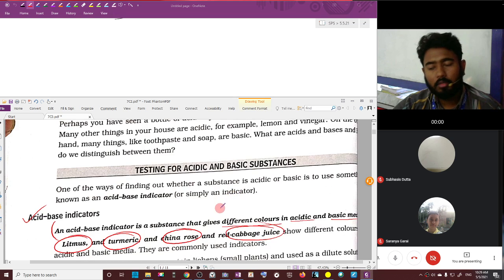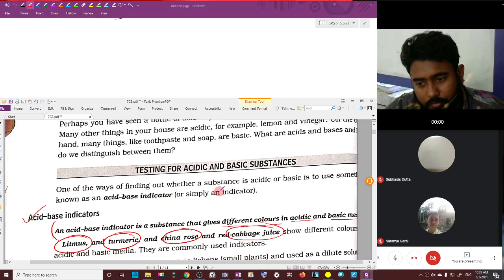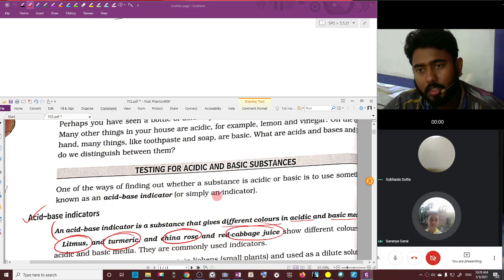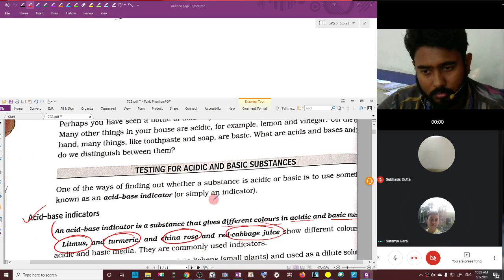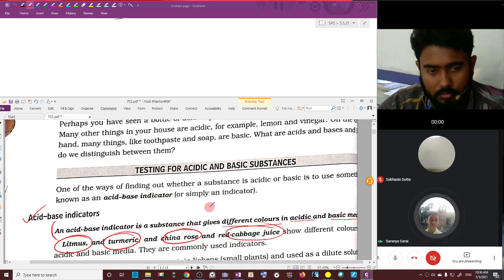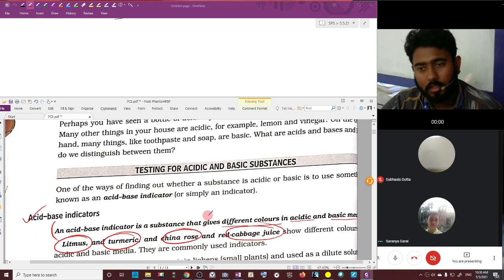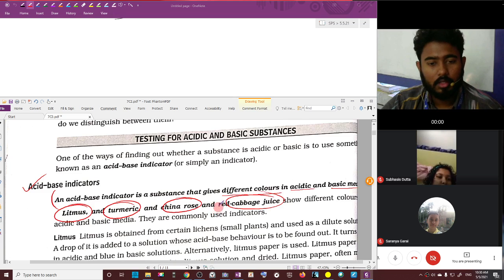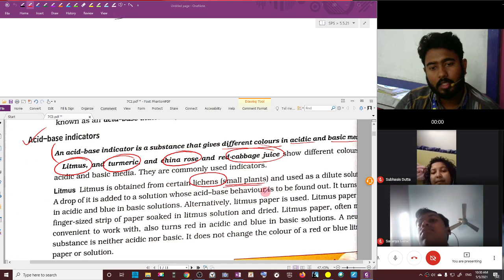Can you tell me what is litmus? Litmus is a material that is obtained from lichens. Anything more? Turn on your camera. See, litmus is obtained from lichens. What are lichens? Lichens are small plants.